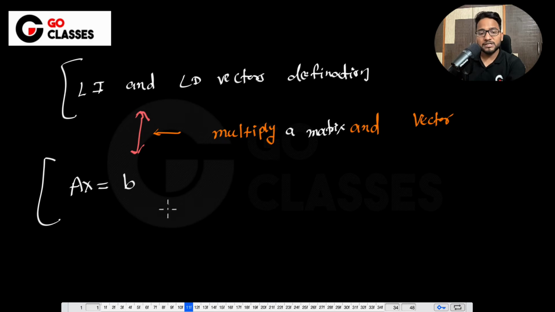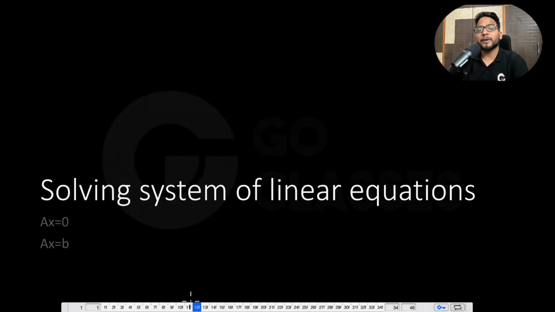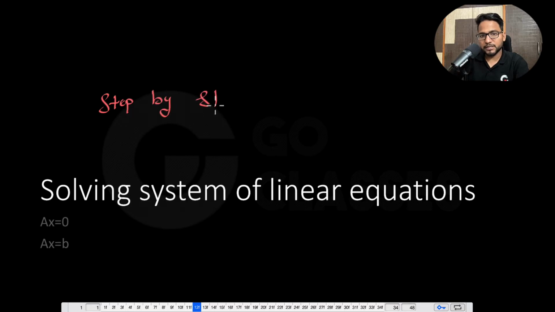But today we will see systematically, a step-by-step method to find the solution for Ax equal to b. So now we will be solving Ax equal to 0 and Ax equal to b step by step, which means there is a procedure that will do it. This is basically completely mathematical. Yes, there will be an intuition behind everything, so I will convey the mathematics and the intuition also.